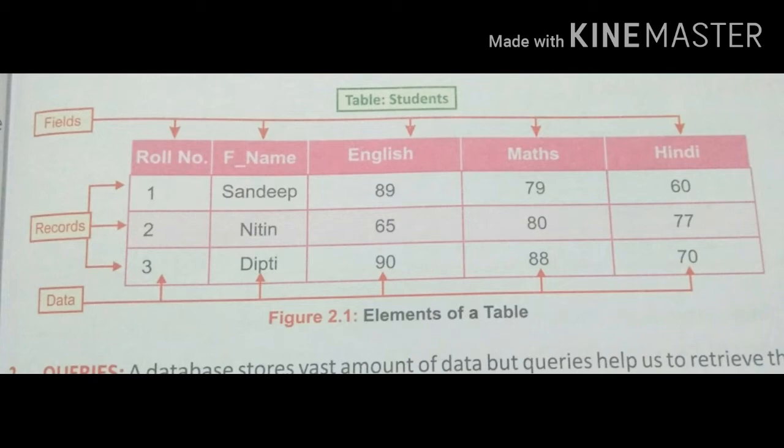Field. All the columns in a table are called fields. A field describes a particular attribute of all the records in a table. For example, the field roll number is a field in students table, which will store the roll number of all the students. Next one is records. The rows in a table are called records. A record of a person. A record contains the values for all the fields that belong to a single person or an entity.